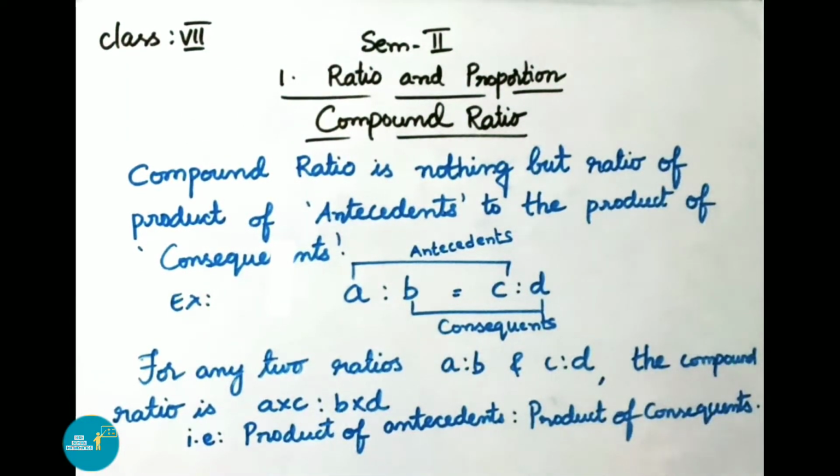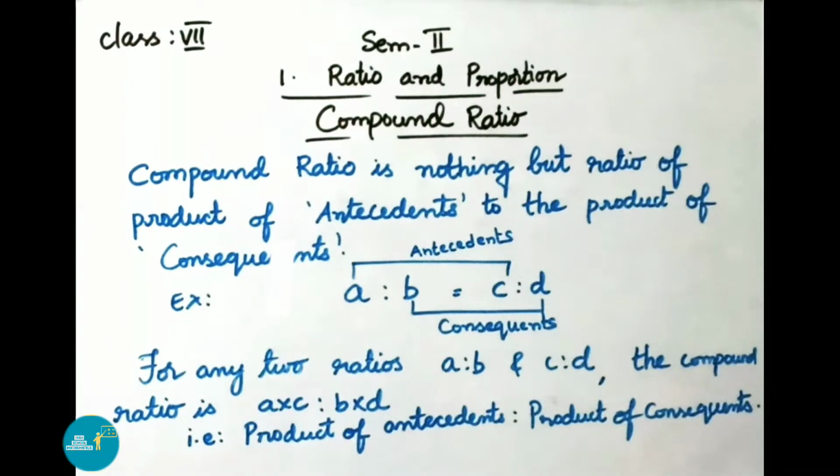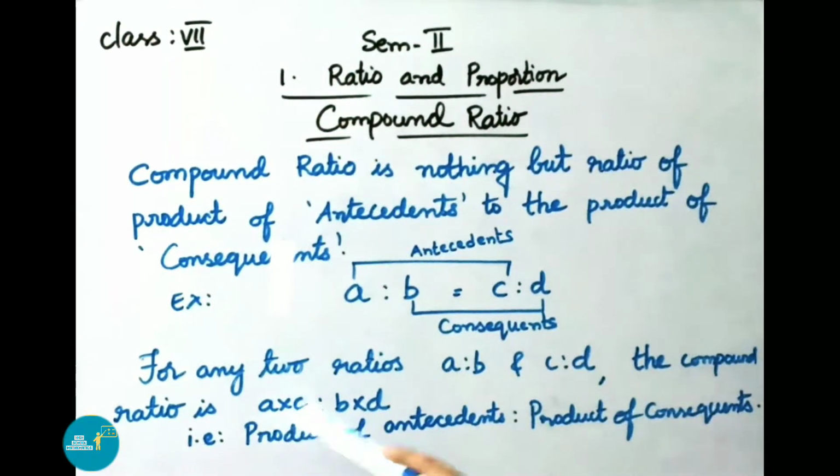Let us see an example. A is to B equals C is to D. Here A and C are called antecedents and B and D are called consequents. For any two ratios A is to B and C is to D, the compound ratio is A into C is to B into D.